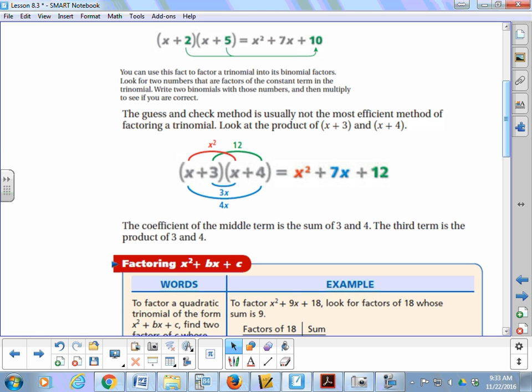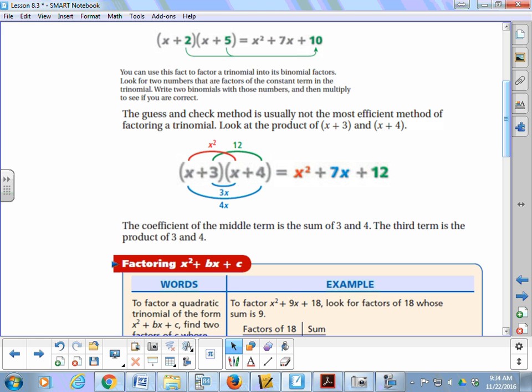So when we multiply x times x, we get x squared. So we use the red line for that. Then we had to multiply x times 4 and 3 times x. So those are in blue. So we got a 3x and a 4x, which gives us 7x. And then 3 times 4 is 12.